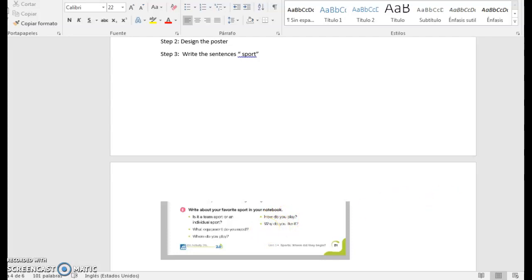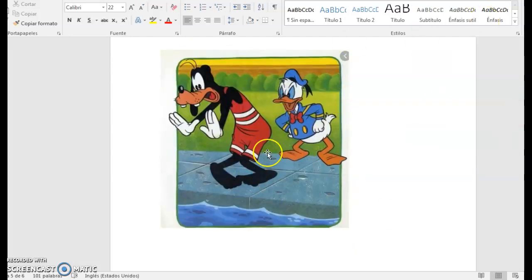And you create a sport. You draw in the center. For example, I like swimming pool. And you write in this part the sentences about your sport. This is your homework. Is like a small project. And please, you send me the homework, ok?